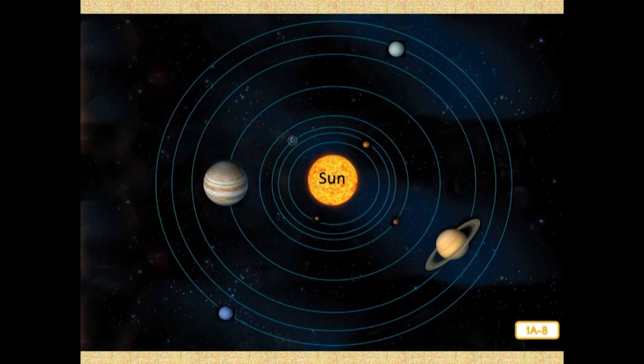Maybe you already know that the Earth is a planet. Earth is one of 8 major planets that orbit the Sun. Do you know the names of any of the other planets? Let's look at this picture and name them. The one closest to the Sun is Mercury. Right after Mercury, we have Venus. Venus is actually the closest planet to planet Earth as well.